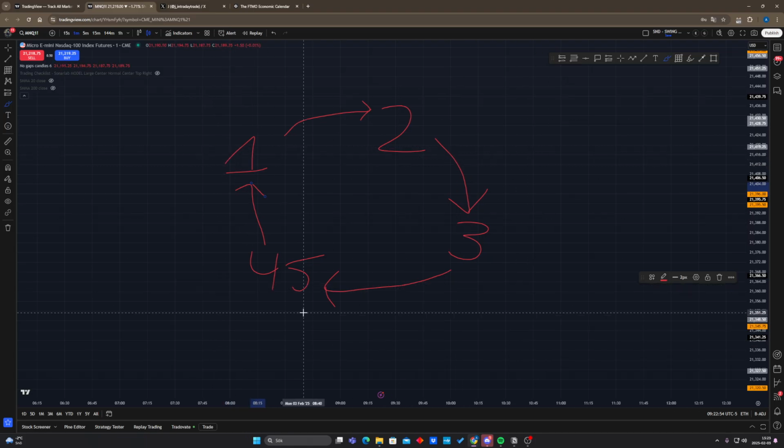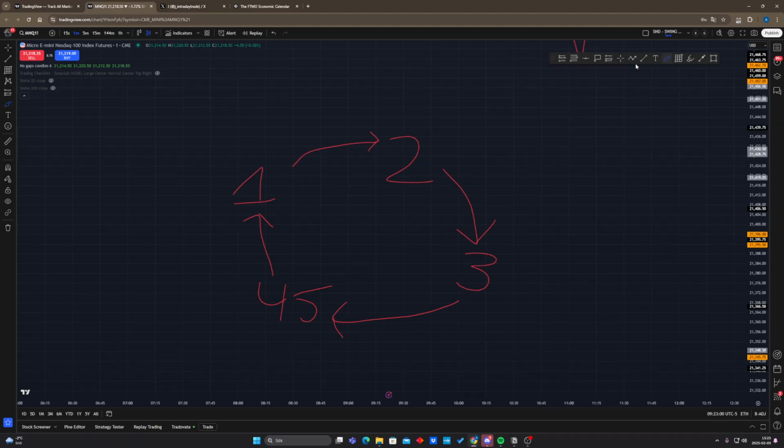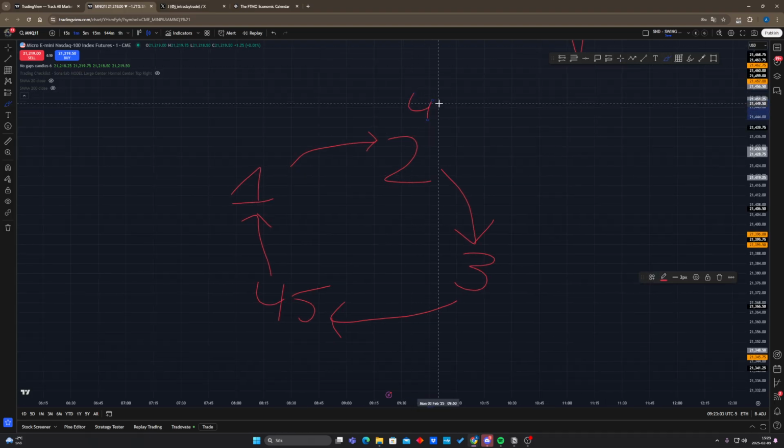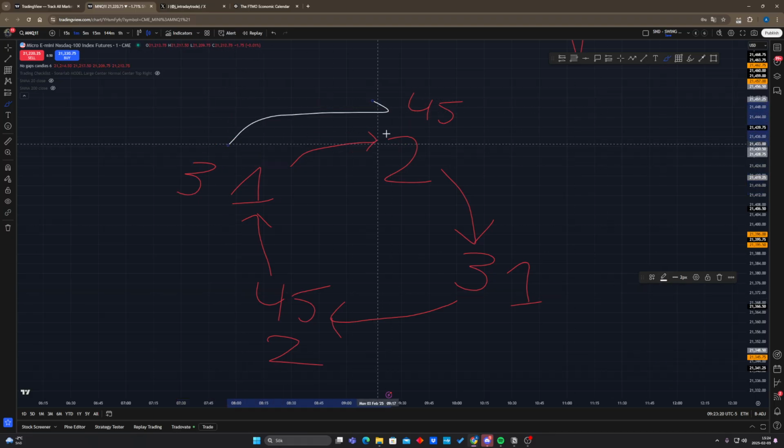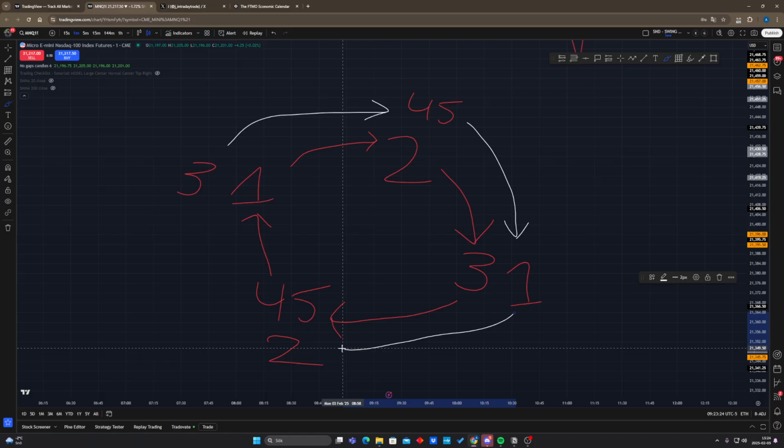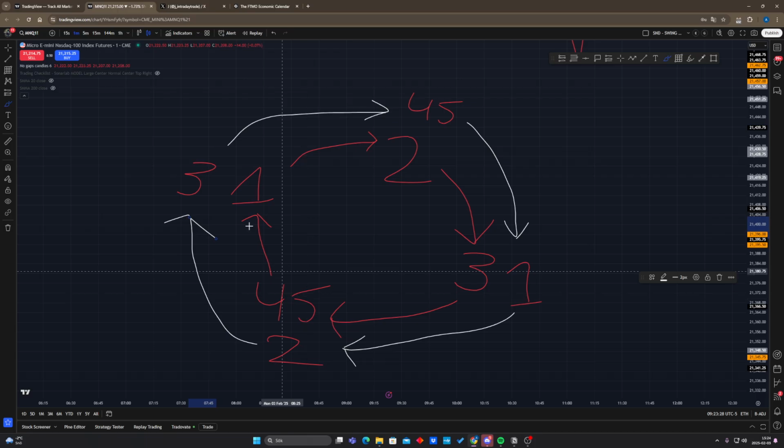And guess what? The amazing thing about this is that the number 2 is also 4 and the 5 on the lower time frame. And it's also a 1 on the lower time frame, which a 3 is a 1. And this is also a 2, which means that this is also a 3. So guess what? Now we have a whole different time frame to back us up in correlation to how price is moving.